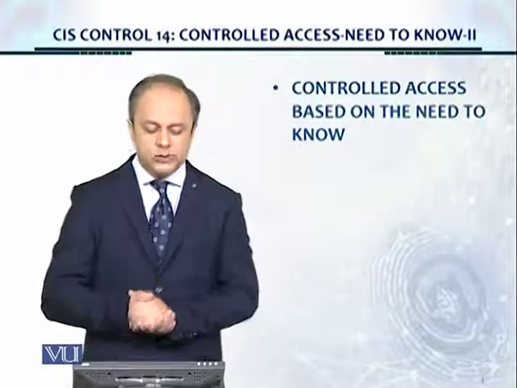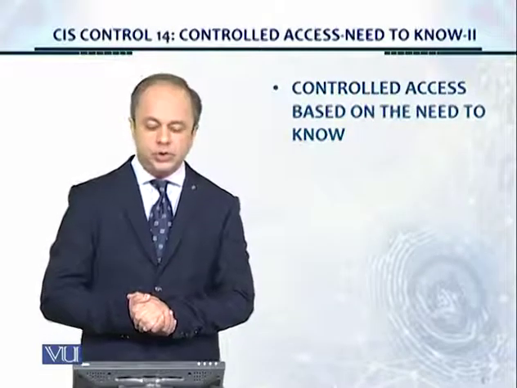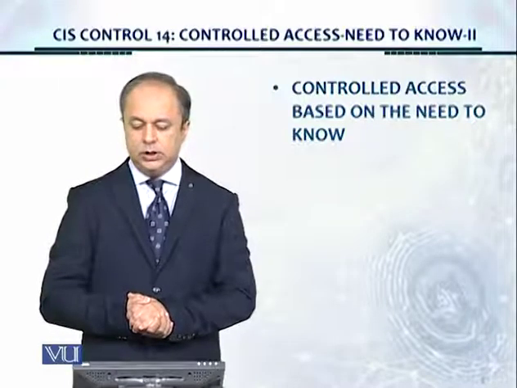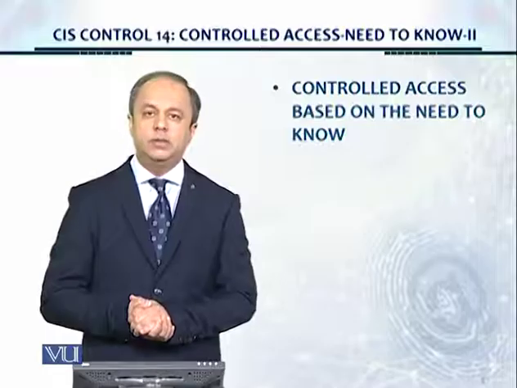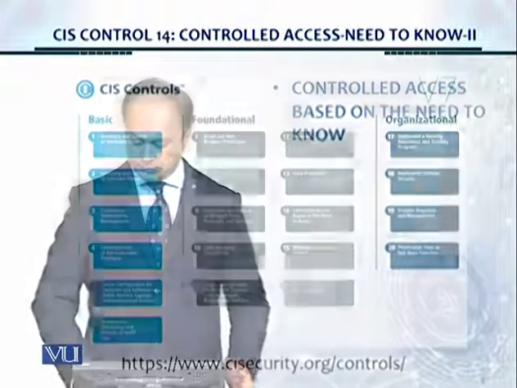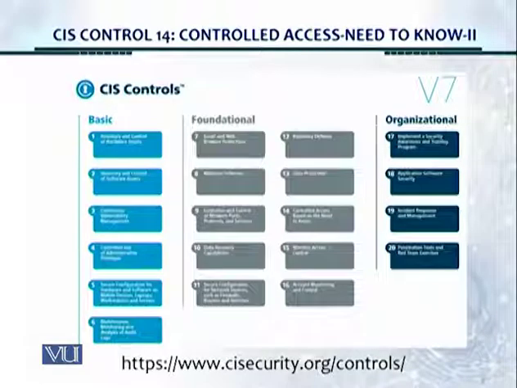Welcome. In this module, we're going to take a look at CIS control number 14, controlled access based on the need to know, and this is the second part in the series for CIS control number 14. This is the layout for the version 7 CIS controls, the top 20 critical controls, and at the moment we're talking about control number 14, controlled access based on the need to know, and this is a foundational control from the foundational set of 10 controls.